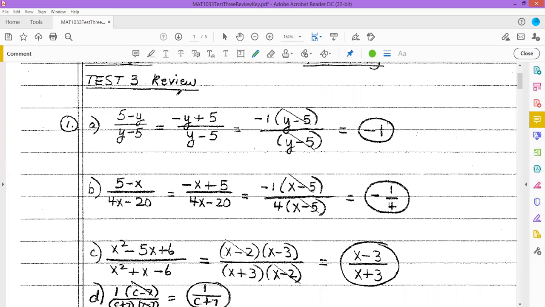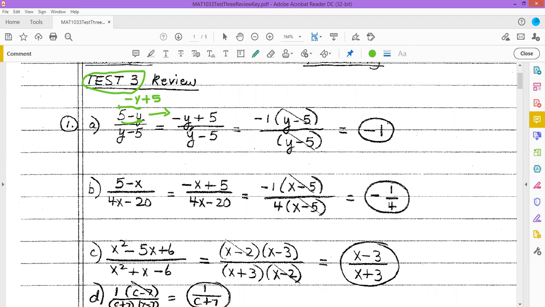Hello everyone. In this video, we will review for test 3, starting with number 1, letter A, where we have 5 minus y divided by y minus 5. First, we're going to reverse this order and put our variable in front of the constant. And when we move the variable y to the left side, we get negative y, and the positive 5 goes behind y. So it would be negative y plus 5. So that's our first step.